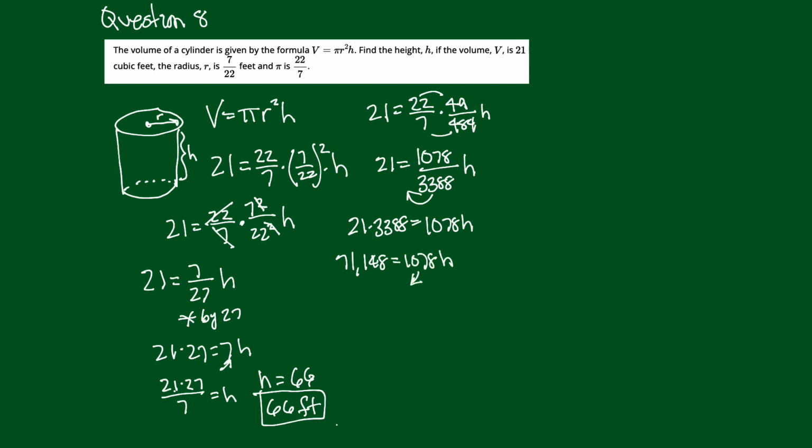And now divide. So I'll get 71148 divided by 1078. That's h. So all in all, h comes out to, now let me just check this. So I'm going to divide that by 1078, it better be 66. Yep, sure enough, 66. So there's our 66 feet. Do it either way.